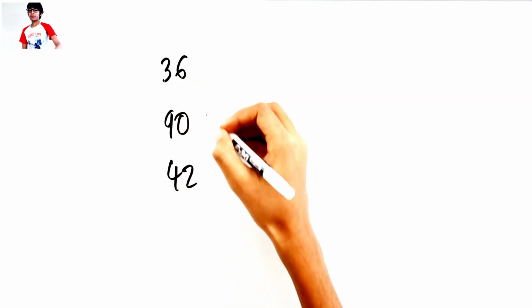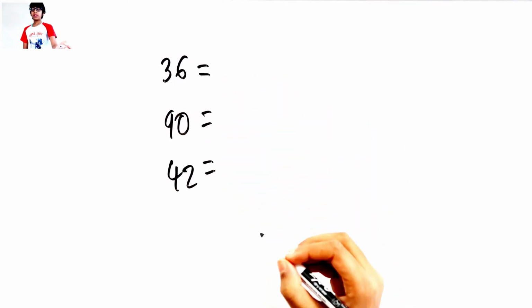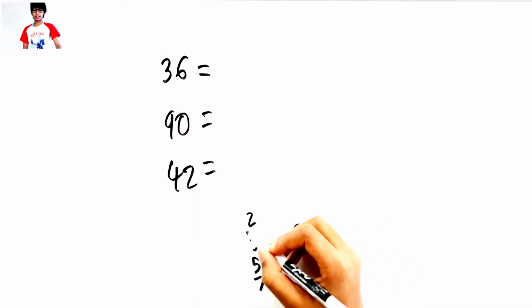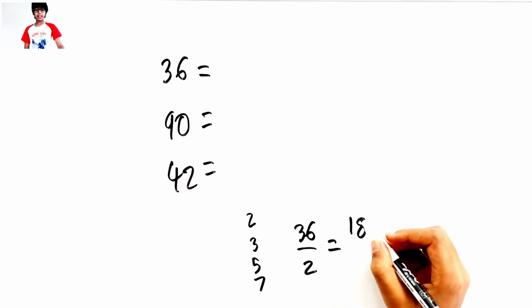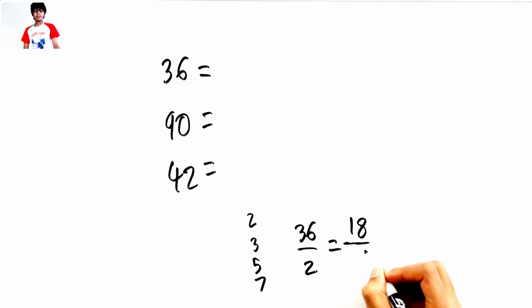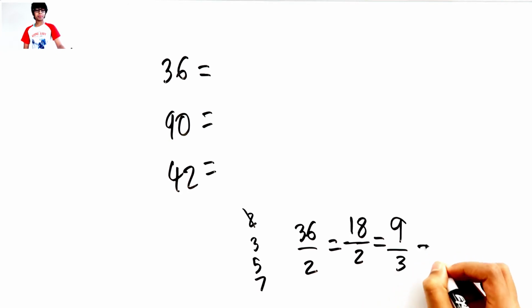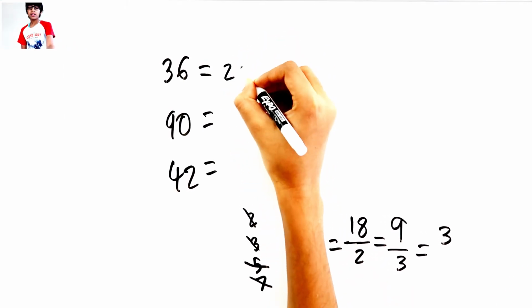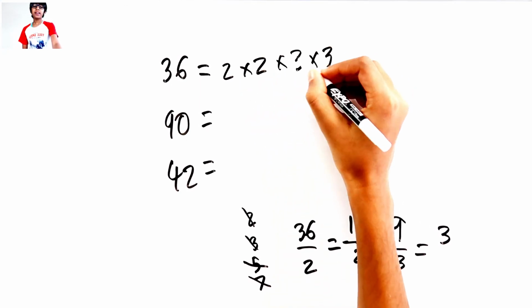Now, let's do it for 3 of these numbers. So, let's find prime number factors for 36. So, 2, 3, 5, 7. 36 can be divided by 2, which is 18. 18 can be divided by 2, which is 9. 9 cannot be divided by 2. 9 can be divided by 3, which is 3. 3 cannot be divided by 3. 3 cannot be divided by 5. 3 cannot be divided by 7. These are the prime number factors of 36. They're 2, 2, 3, and 3 again.